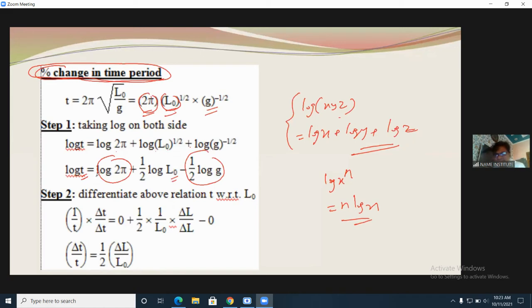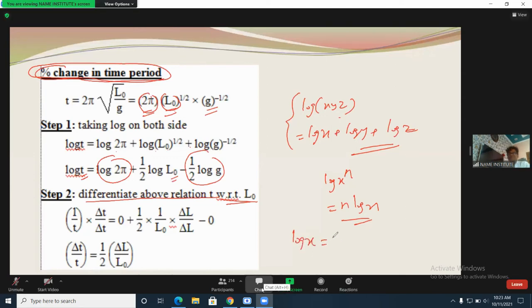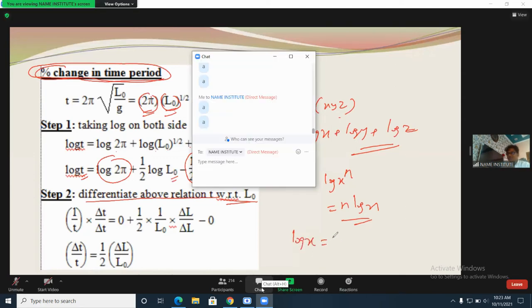Suppose we are differentiating our relation with respect to L naught now. So differentiate the above relation T with respect to L naught. Before differentiating, I will ask you one question: what is the differentiation of log of x?